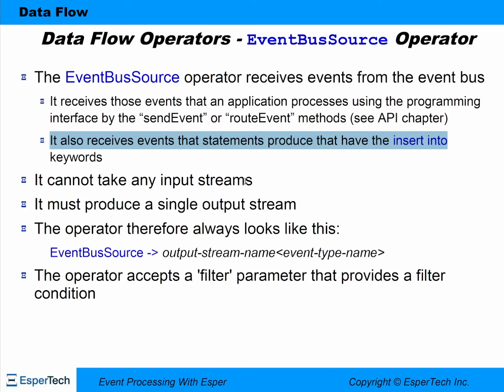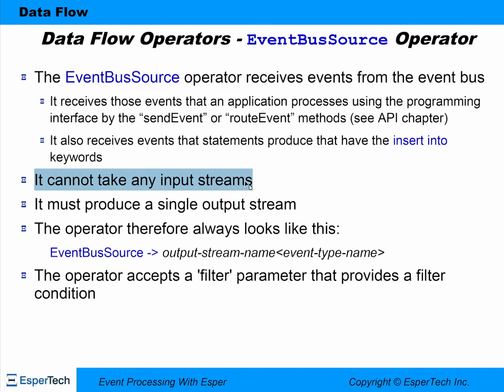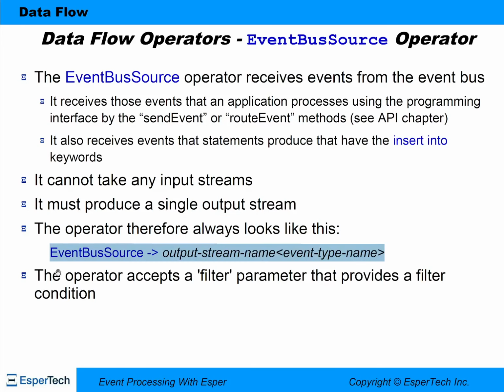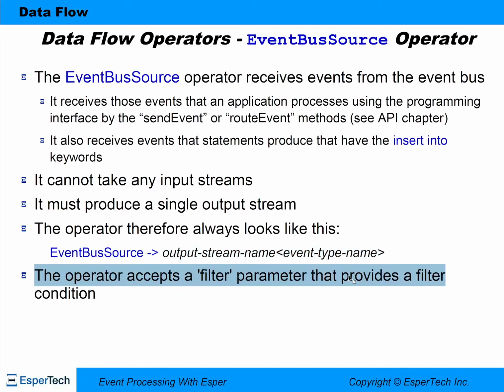The event bus source operator cannot take any input streams. The event bus source operator must produce a single output stream. The operator therefore always looks like this. Event bus source produces output stream name of type event type name. The operator accepts a filter parameter that provides a filter condition.